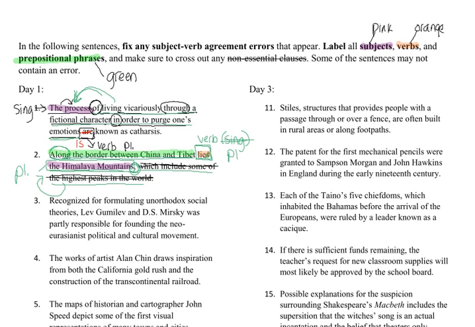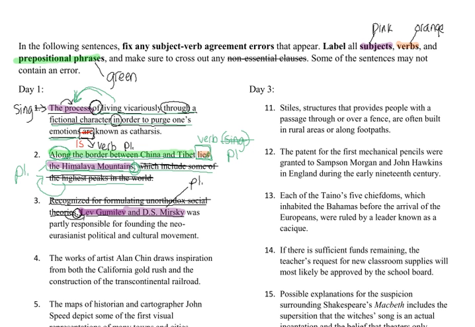Recognized for formulating unorthodox social theories. Again, there's that comma. This is not a sentence all on its own. It's giving us more information. Well, who is recognized? Lev Gumilev. This is telling us more about Lev Gumilev. It is a non-essential clause. We're going to cross it out. This weird, strange person, Lev Gumilev, is probably our subject. Oh, and D.S. Mirsky. Okay, so we have a compound subject. There are two people who are part of our subject, so our subject is plural. Lev Gumilev and D.S. Mirsky.